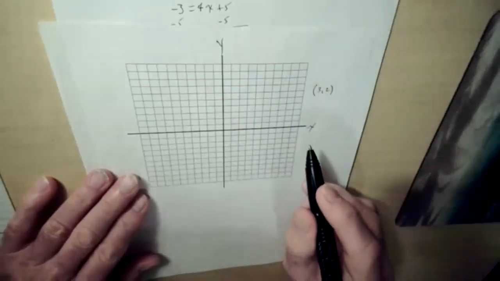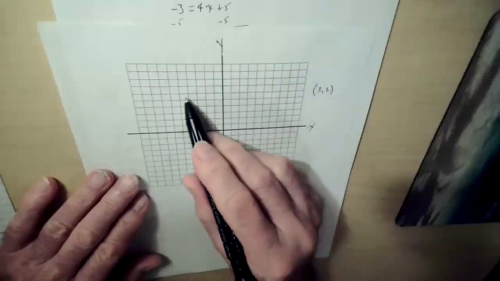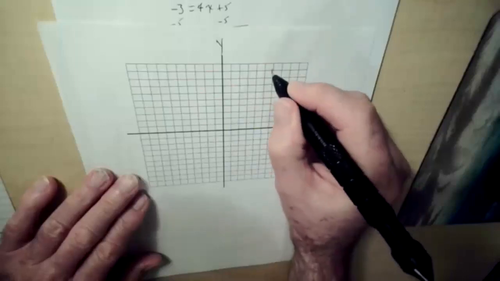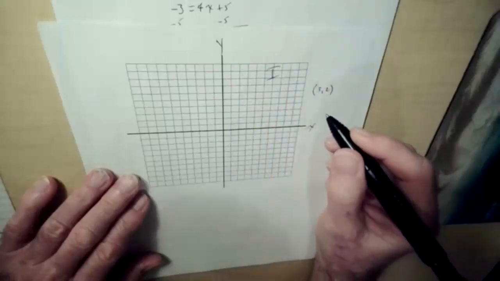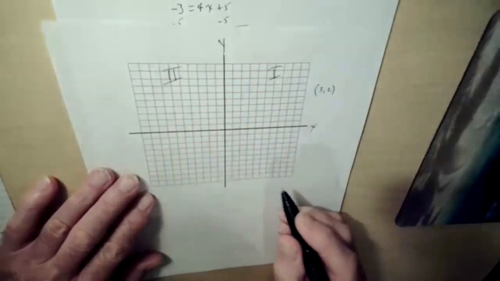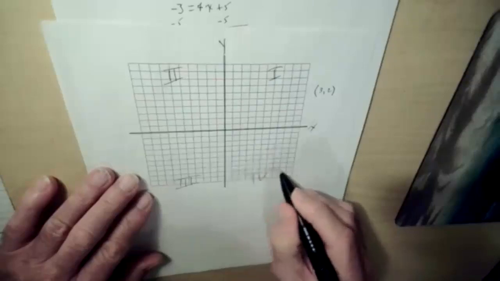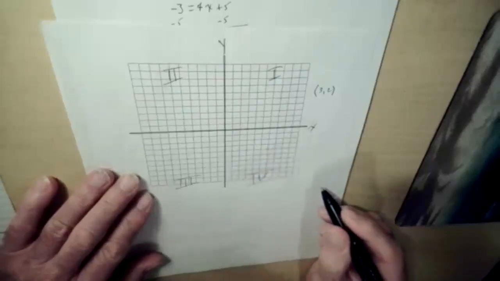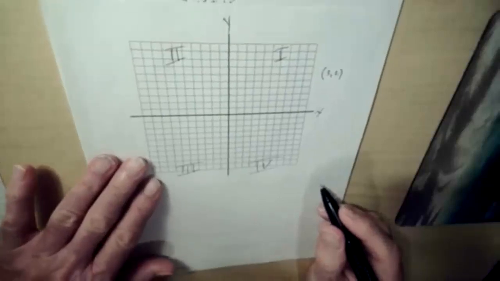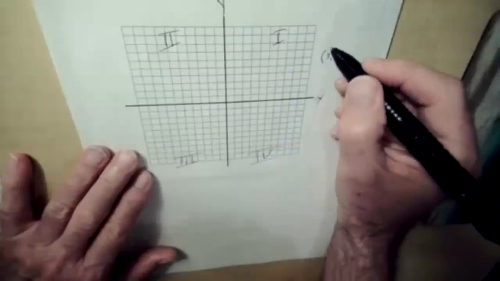So if we have 3, 2, oh, not super whiz-bang important, but you are going to see this from time to time. These are in quadrants, quad meaning 4. Okay, this is quadrant 1. We do these in Roman numerals for some reason. This is quadrant 2, quadrant 3, quadrant 4.